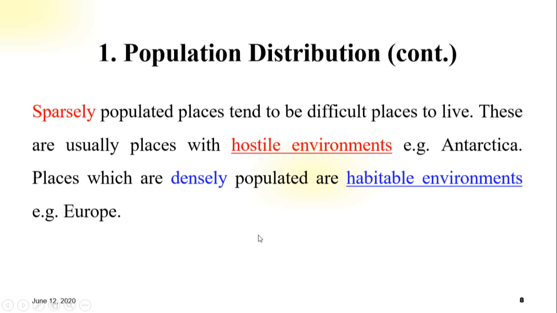Places which are densely populated are habitable environments. Example: Europe. For the word sparsely you see the words hostile environments. For the word densely you see the words habitable environment. Densely, habitable environment; sparsely, hostile environment. Hostile environment is the place that is not comfortable, and habitable environments, you can say, is the place that is comfortable or suitable to live.